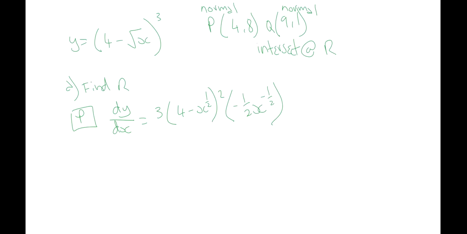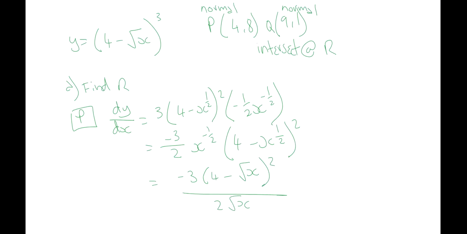This looks messy and awful, but it's fine. So I'm going to simplify this a little bit. This can multiply with this. So I get negative 3 over 2 x to the power of negative half times (4 minus x to the power of a half) all squared. This now belongs on the bottom of a fraction, right? So I've got negative 3 (4 minus root x) all squared over 2 root x. This means it's down the bottom, and to the power of a half means a square root, and this 2 here came down here. So this is our derivative.